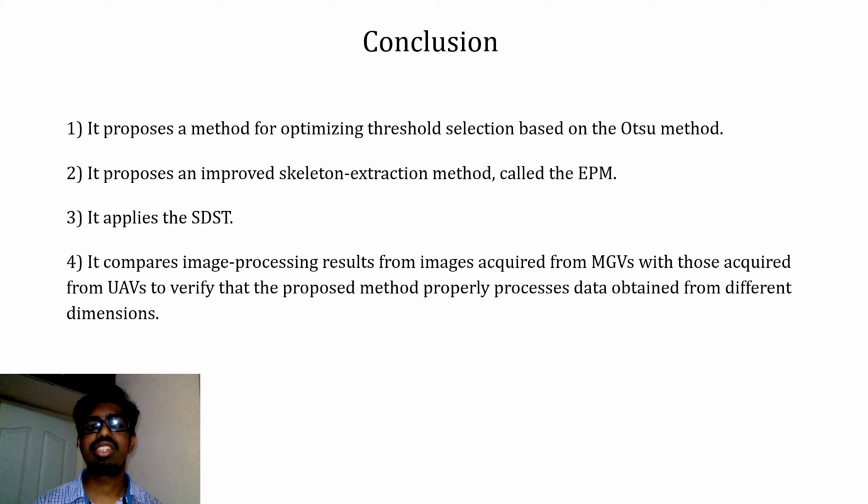Conclusion. These are some of the takeaway points from this paper. It proposes a method for optimizing threshold selection based on the OPSU method. It proposes an improved skeleton extraction method called EPM. It applies SDST. It compares image processing results from images acquired from MGV with those acquired from UAV to verify that the proposed method properly processed the data obtained from different dimensions.